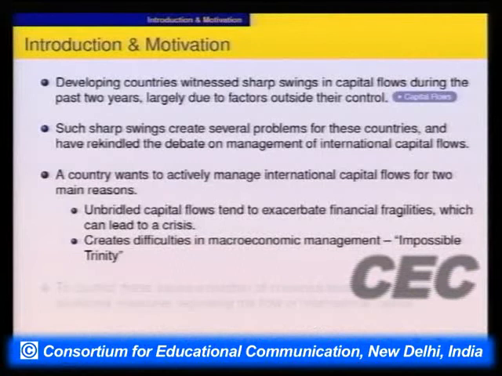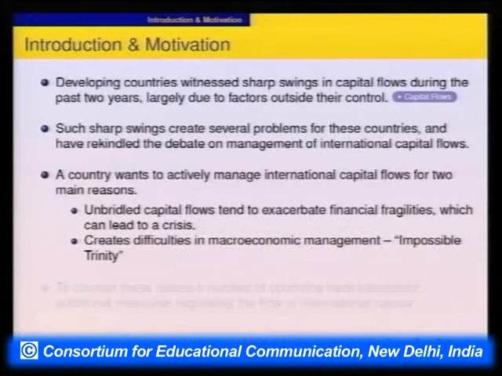The second is that it creates a number of difficulties in macroeconomic management, what is traditionally known as the impossible trinity. And I'll again define this term in a little bit as to what exactly does this mean. So as a result, to counter this issue, a number of countries in recent past have also resorted to imposition of capital controls, be it Brazil, Taiwan, Russia, China, so on and so forth.